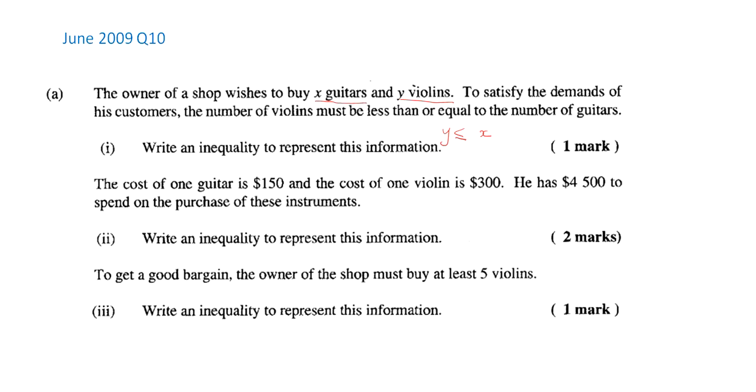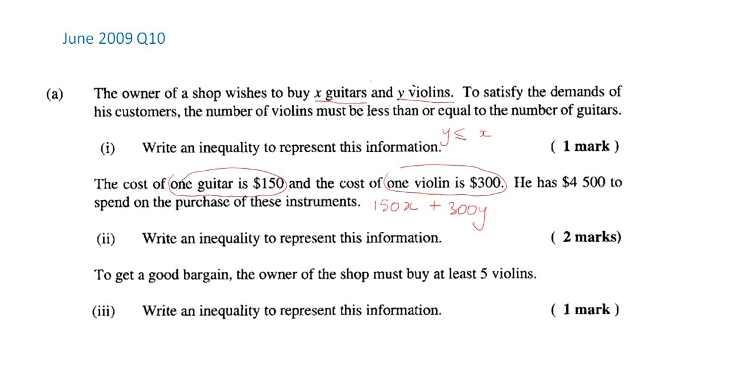Now they said the cost of one guitar is $150 and the cost of one violin is $300, and he has $4,500 to spend on the purchase of these instruments. So if he has to buy x guitars, then the cost for x guitars will be 150 multiplied by x, because $150 is the price of one guitar.